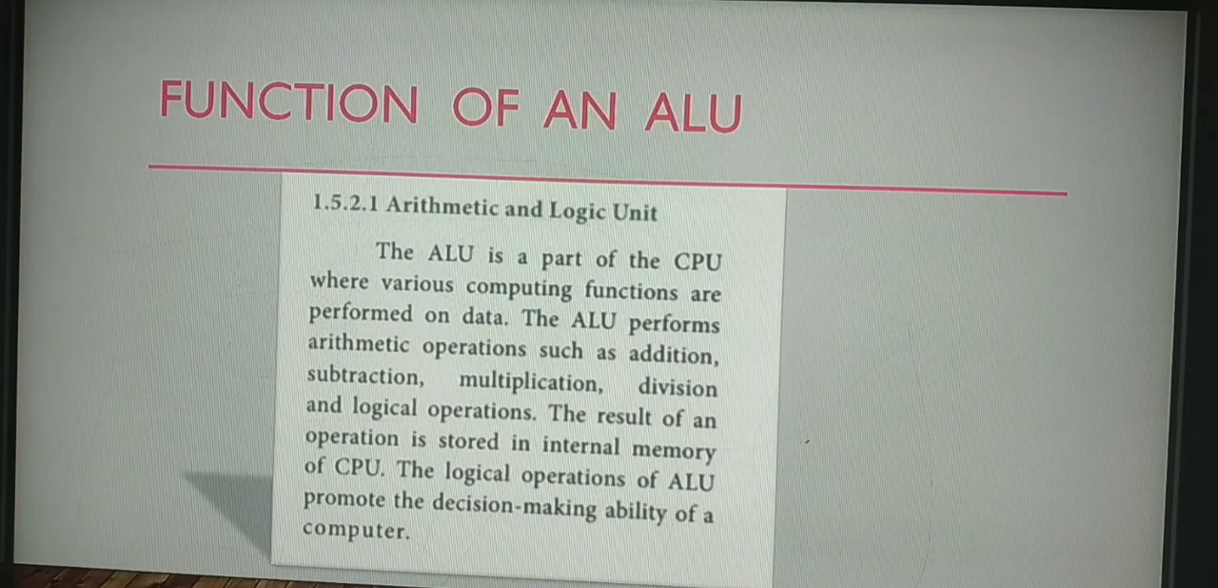Arithmetic and logic unit paragraph, you have to mark that full for the 2-mark question. You have to mark the whole paragraph, that is your arithmetic and logic unit paragraph. Okay, ma'am? Yes, that's all with your fourth question. Now we can move on to the next one.